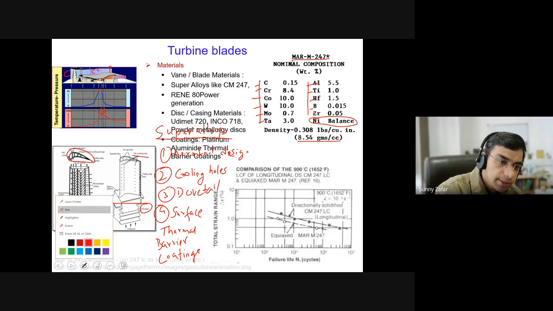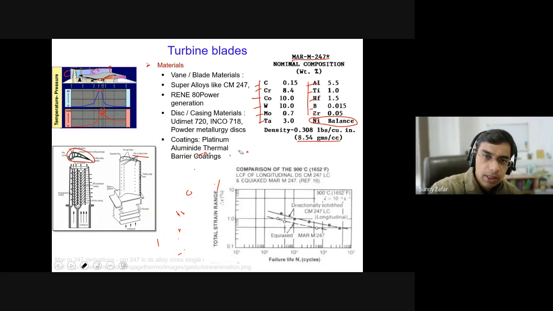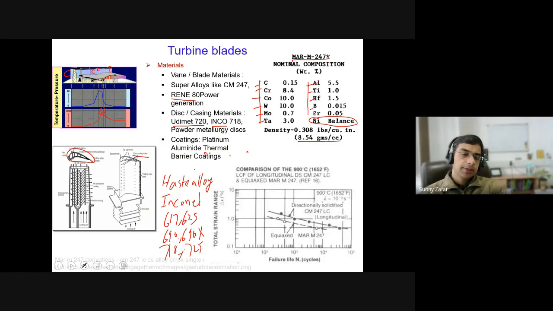I'd like to highlight here some commercial names of some of the superalloys which are used. So I have been talking since yesterday about superalloys, but what are these? Superalloys have a wide variety available. Like we have Rene superalloys, we have Udimet 720, Incoloy. Then we have Hastelloy, not mentioned here, but it is there. Again, in Inconel, we have several grades, starting 617, 625, 690, 690X, 718, 725.